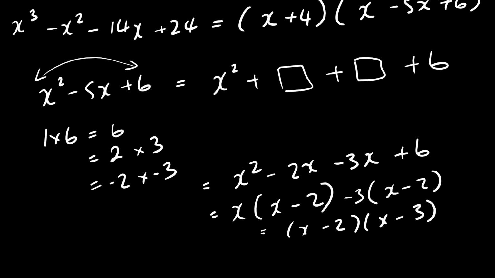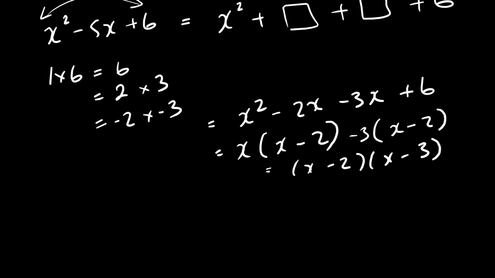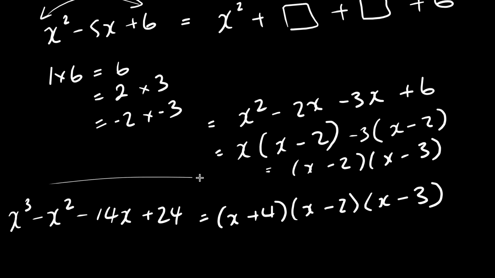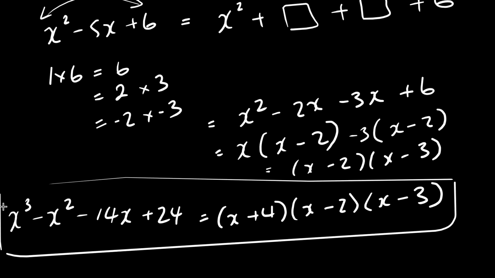And as our overall term, we'll end up with, if I remember correctly, x plus 4 times x minus 2 times x minus 3. And that is all equal to f of x. And f of x was initially x cubed minus x squared minus 14x plus 24. And this is our final answer. This is what we're looking for. And we're all done with that question.